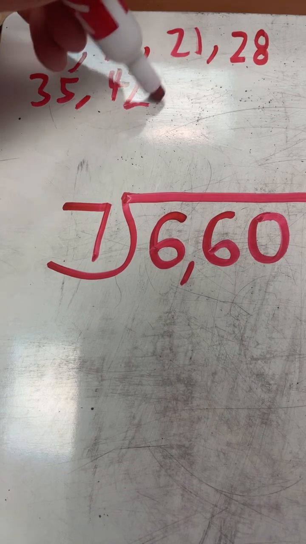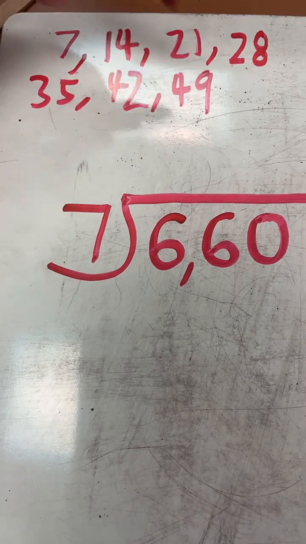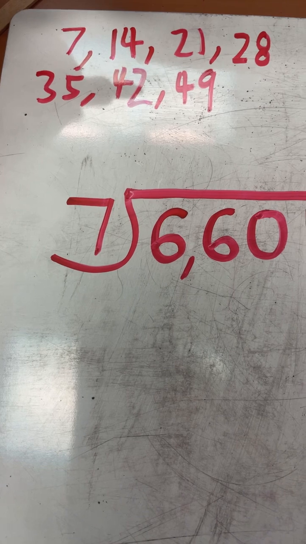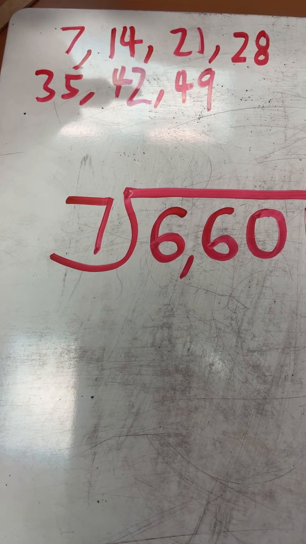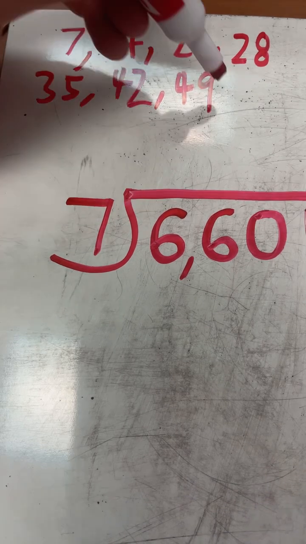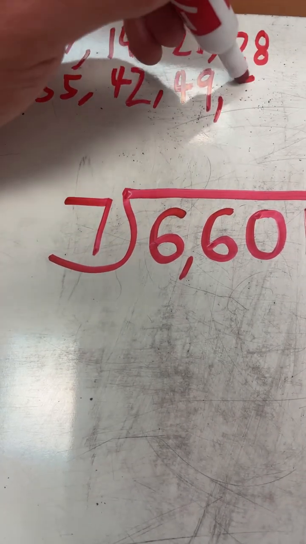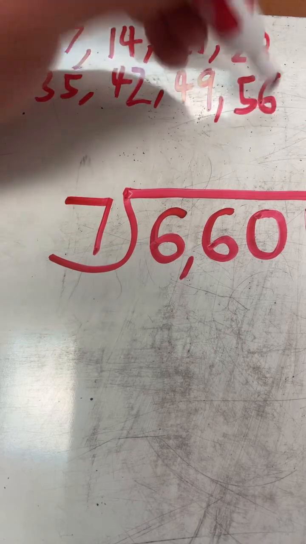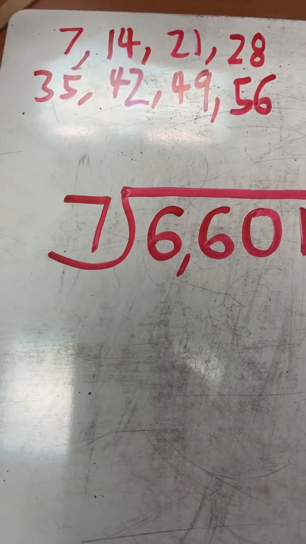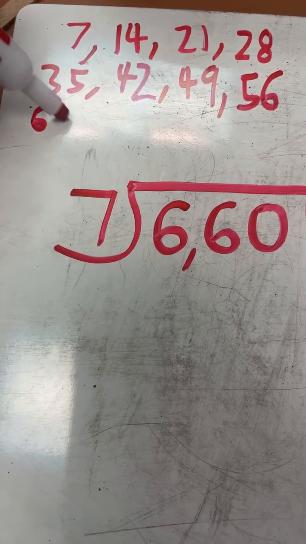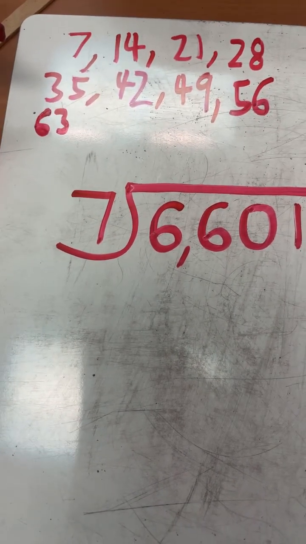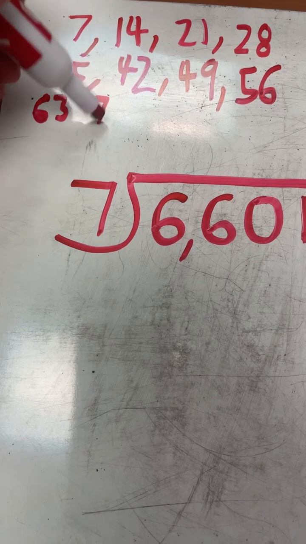49. 7 groups of 7. 56. 8 groups of 7. 63. 9 groups of 7. Now, if I go to 70, 70 will be too far.